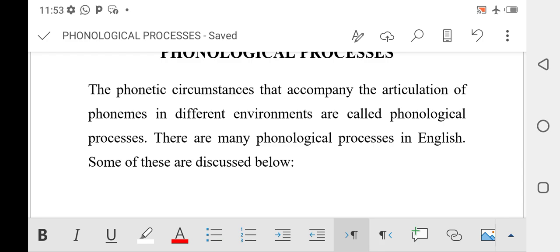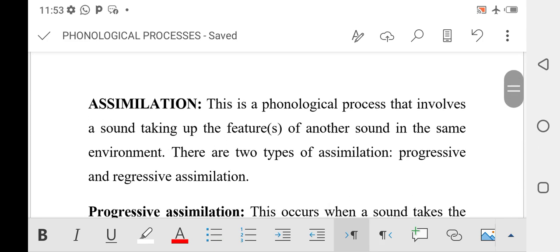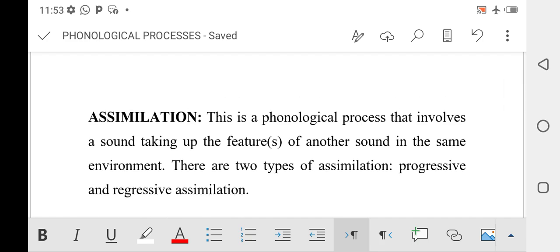Now we have different phonological processes in English, some of which include assimilation. We have talked about assimilation before. In assimilation, we are looking at a phonological process that involves a sound taking up the feature or features of another sound in the same environment. So assimilation could be progressive, it could be regressive. Progressive means to move forward, regressive means to move backwards.